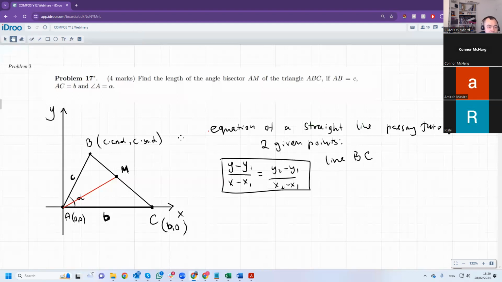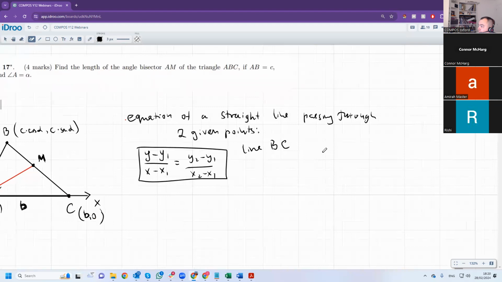Oh, lovely. So line BC has equation (y minus 0) divided by (x minus b) equals (c sine alpha minus 0) over (c cos alpha minus b).